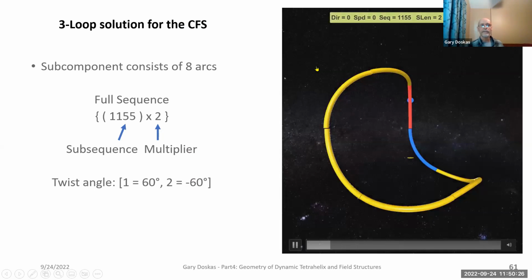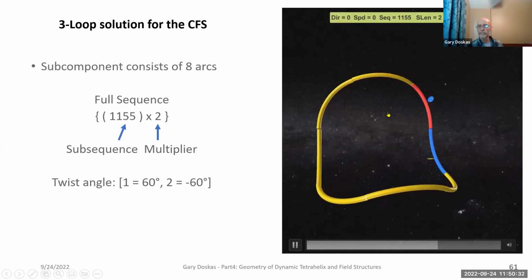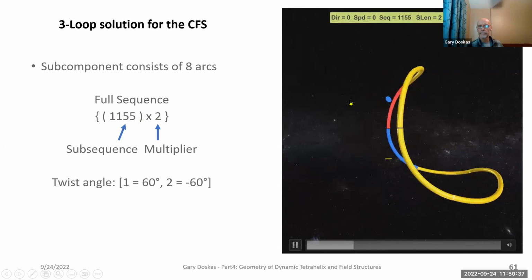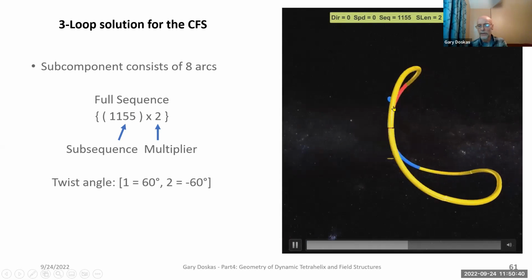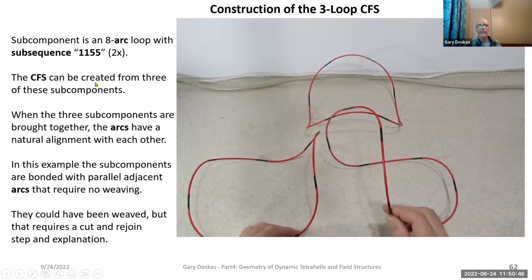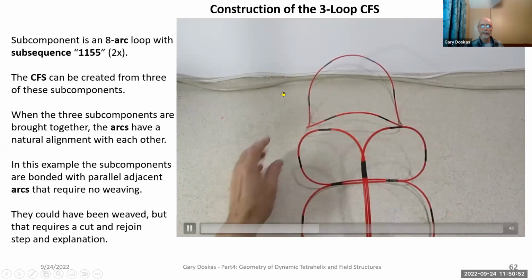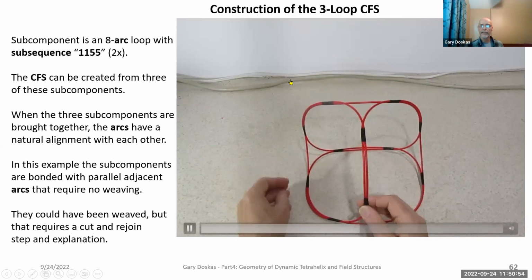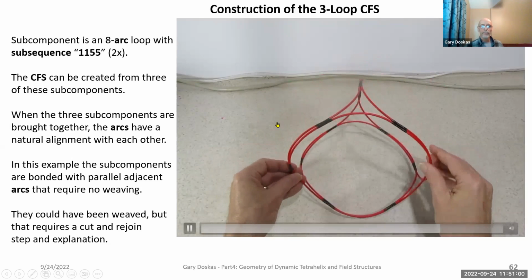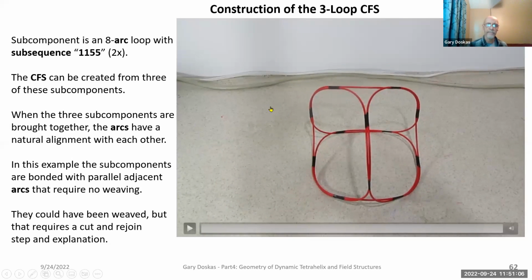Now, this is just the 3-loop solution for the CFS. This is the 8-arc subcomponent that we used, this sort of saddle shape. And this is the subsequence repeated twice that defines this closed loop structure. And in this video, I'm just going to basically demonstrate how the CFS is created from 3 of these subcomponents. And when they're brought together, they have a natural alignment, and they just kind of connect by adjacency to create the identical structure. But again, there is no cutting or weaving required. It can all be done by adjacent bonding.